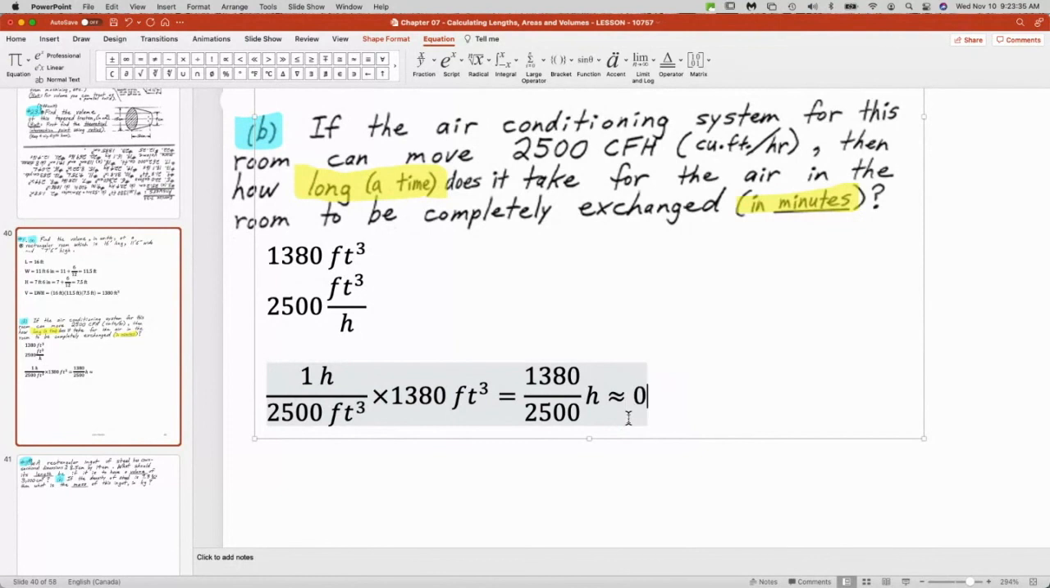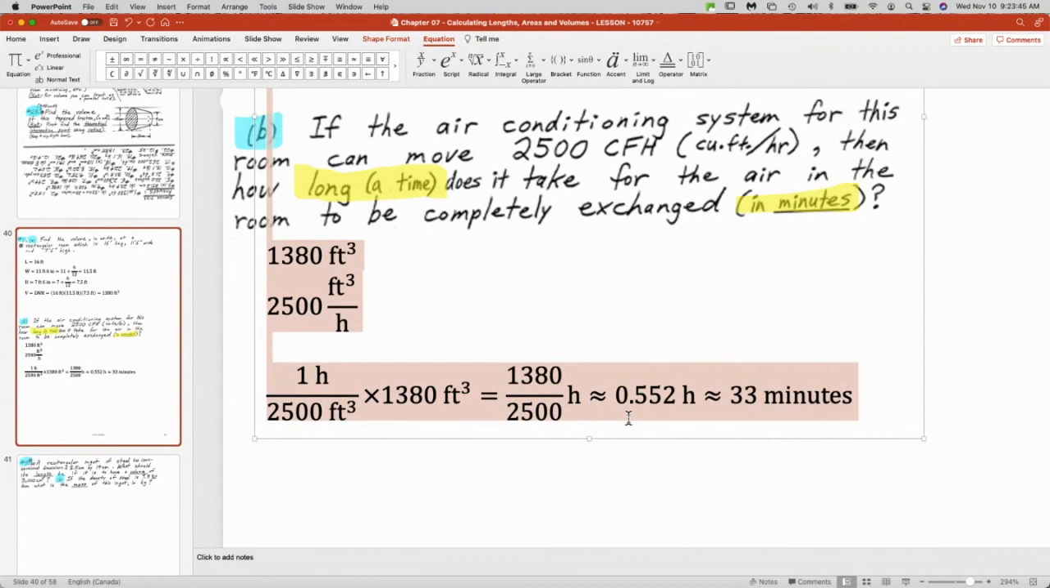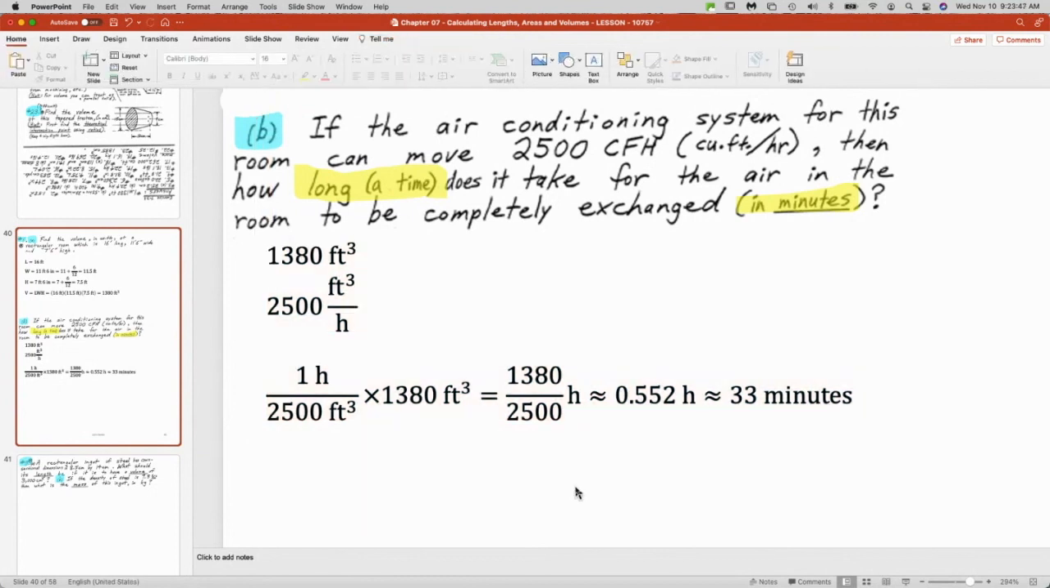Which is approximately 33 minutes. Sir, yes. I also did what you taught us last week, which was to put 60 minutes over 1 hour. Nice. And then that just simply cancels out and gives you the answer without approximating.